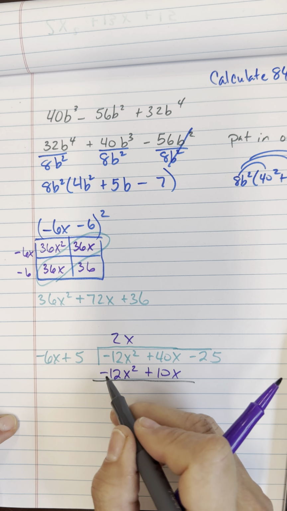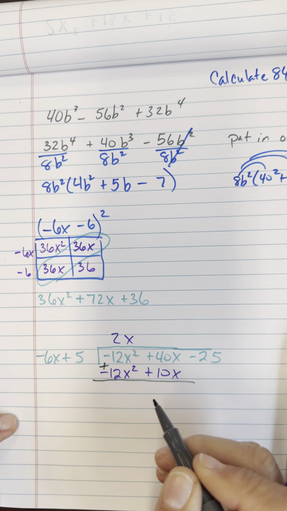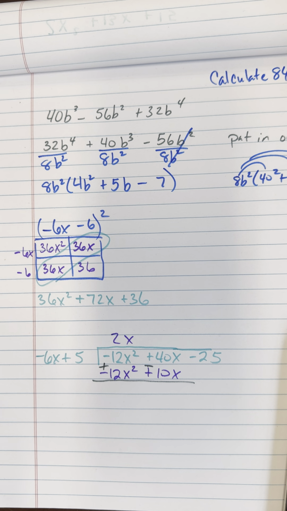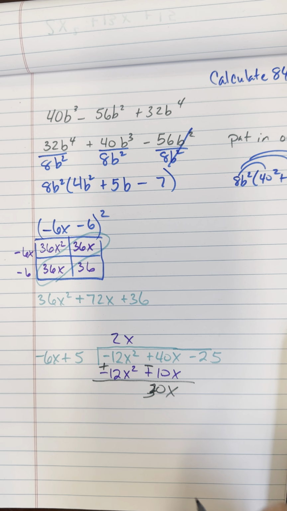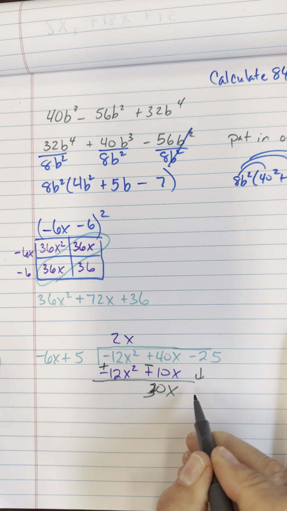So when you subtract, you're going to change the sign. So this is going to turn to a positive, and this is a minus. So negative 12x squared plus 12x squared turns to 0, and that's your goal. 40x minus 10x is 30x. And then bring the negative 25 down.